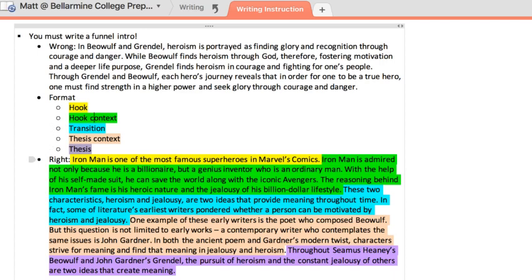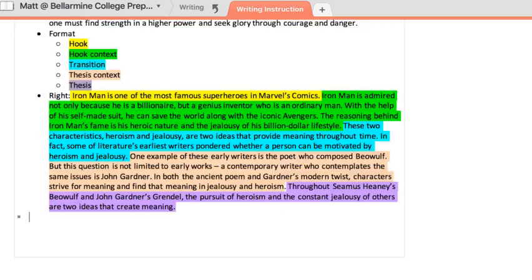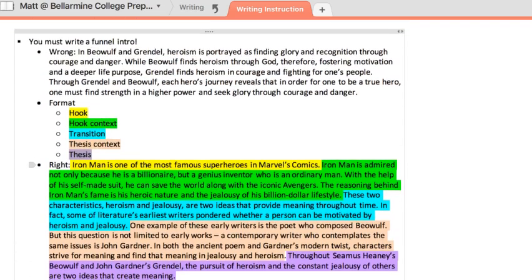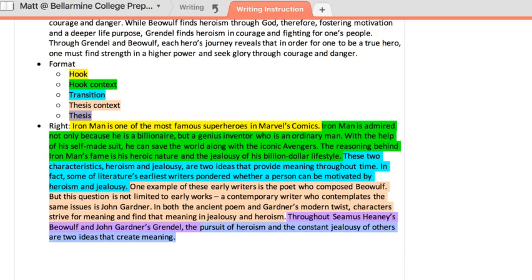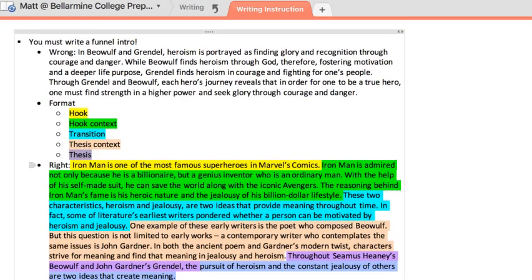So the hook here is that Iron Man is one of the most famous superheroes in Marvel Comics. Okay, that seems like something that shouldn't belong in an English essay, but I look forward to seeing how it will work. The thing that a hook context would do poorly, if it was chosen poorly, would be to talk about stuff about Iron Man that just has no relevance to the thesis. Well, what's the thesis about? In this case, it's about heroism and constant jealousy of others. Okay. So hopefully, we're going to be talking about something that deals with that in the hook context.